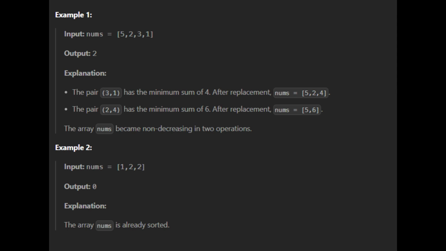Example 2 explanation. Now let's look at the second example. nums equals [1, 2, 2]. If we check the array, 2 is greater than or equal to 1, and 2 is greater than or equal to 2, so the array is already non-decreasing. That means no operations are required. Final answer for example 2: output 0. This example clearly shows that if the array is already sorted, the answer is 0. Otherwise, we repeatedly merge the adjacent pair with the minimum sum until the array becomes non-decreasing.